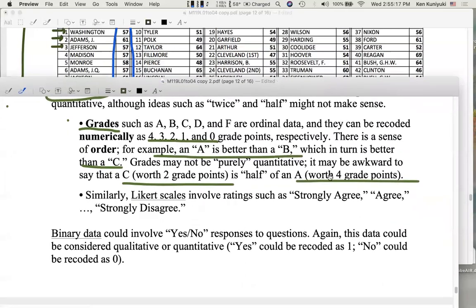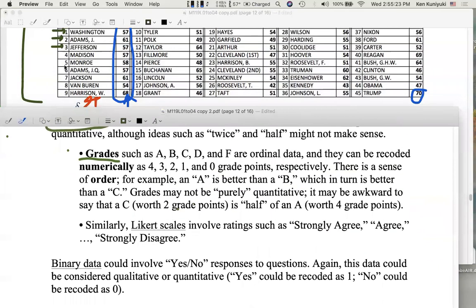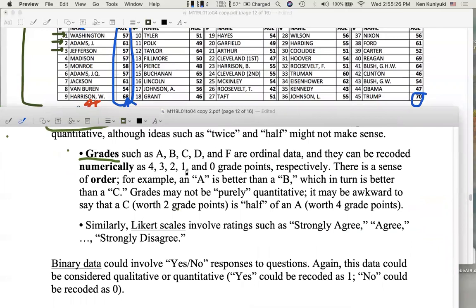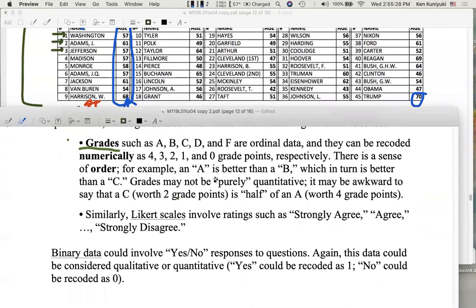All right. Now, what's another example of ordinal data? Aside from the order numbers for the presidents, aside from grades, well, ratings. So for example, rank the colors. What's your favorite color? What's your second favorite color? What's your third favorite color? And so forth. Maybe red is your favorite, green is your second favorite, blue is your third favorite.